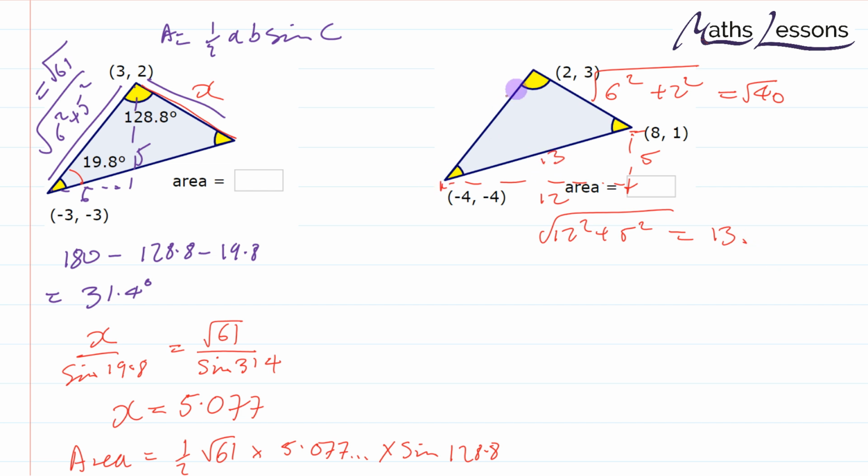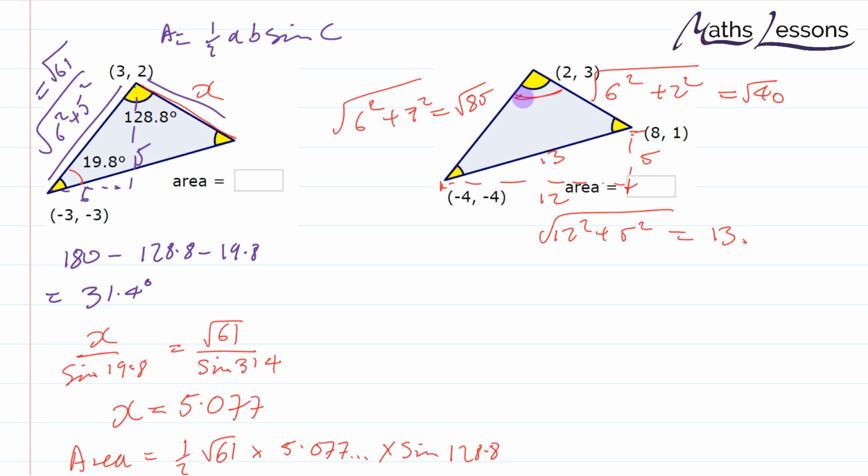And then this side, the x distance is 6 again, from minus 4 to 2. Square that, plus the y distance is minus 4 to 3, so it's plus 7 squared, square rooted. So that will give me the square root of 85 for that side. Now to find my area, I need an angle.